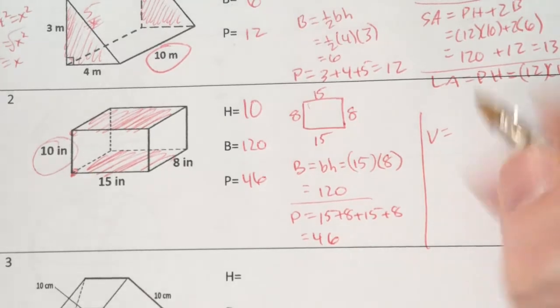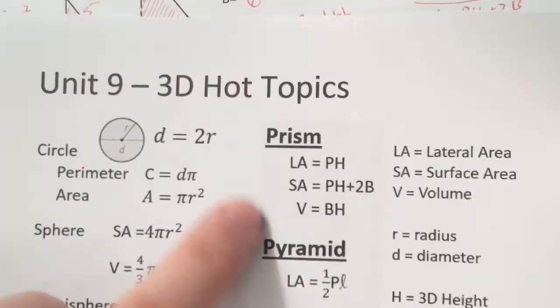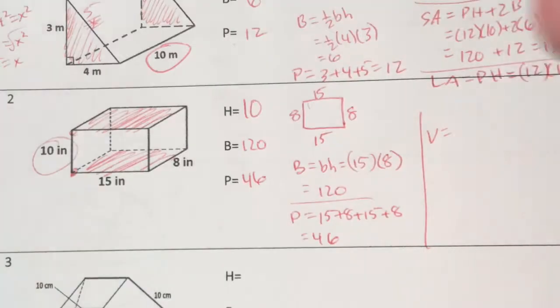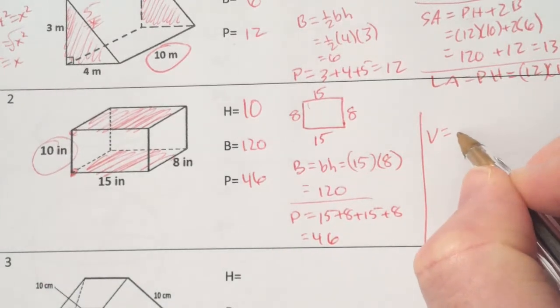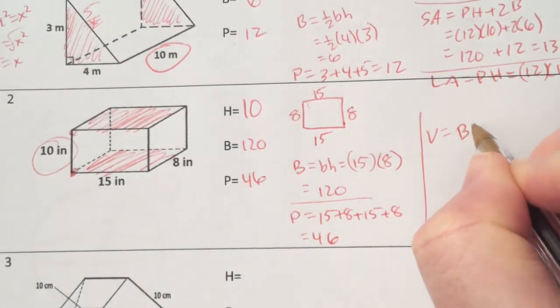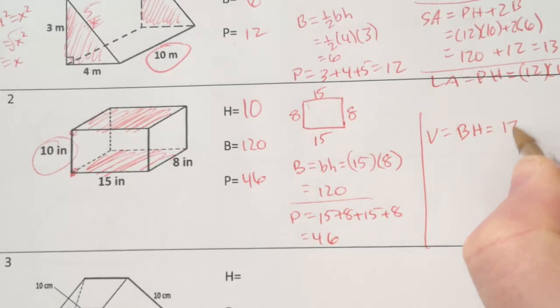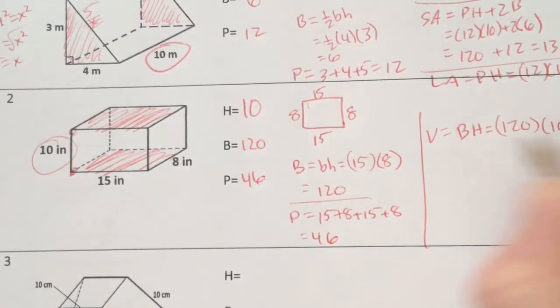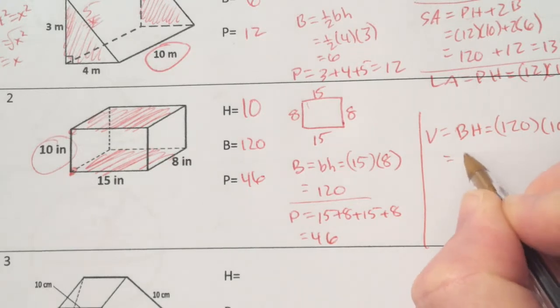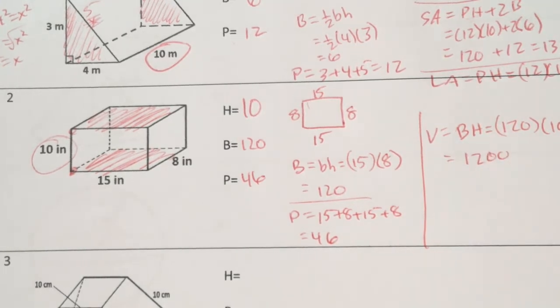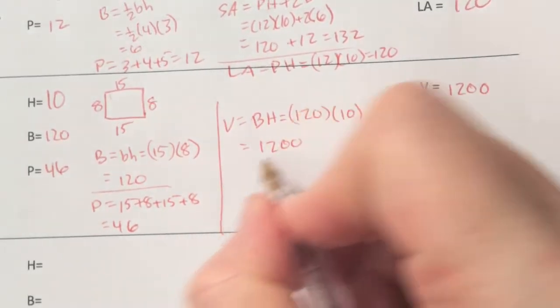So this is a prism, so we're going to be using these equations right here. So volume is BH. Your B was 120, your H was 10. You put that in the calculator, and you get 1200. All right, go to the next part.